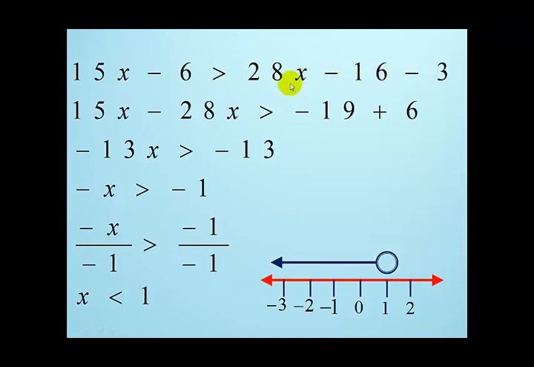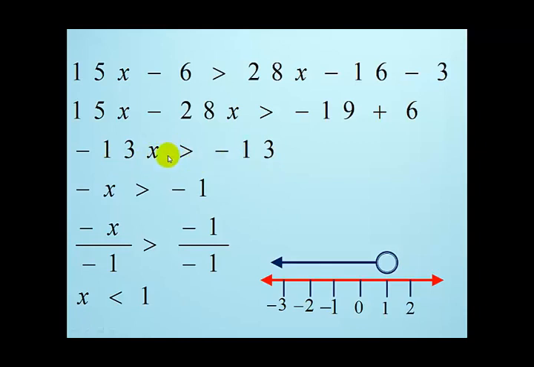Now minus 6 on the left hand side becomes plus 6 on the right hand side. That is because we are solving for x. We group the terms with x on the left hand side and the constants on the right hand side. Minus 16 minus 3 is minus 19, and minus 6 becomes plus 6. Now 15x minus 28x gives us minus 13x, and this is greater than minus 19 plus 6, which is minus 13. So we have −13x > −13.